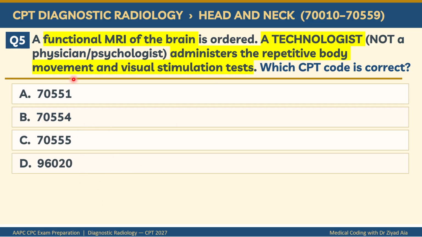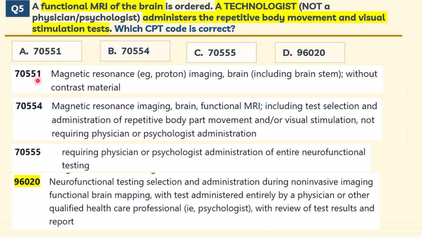Once you look at the codes, all codes are adjacent codes, so you can use the elimination method for the exam. Once you go to the code, 70551 is magnetic resonance imaging brain without contrast material. So this code is not talking about the functional MRI, just MRI. But once you go to the code 70554, magnetic resonance imaging brain functional MRI, including test selection and administration of repetitive body part movements or visual stimulation, not requiring a physician or psychologist administration. So that is the correct code here. Without the involvement of a physician, it's the functional MRI with the administration of repetitive body part movement. So the correct code will be answer B.